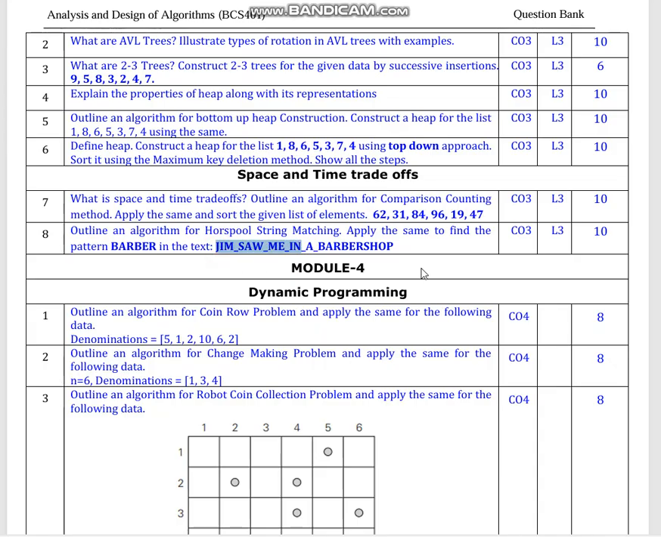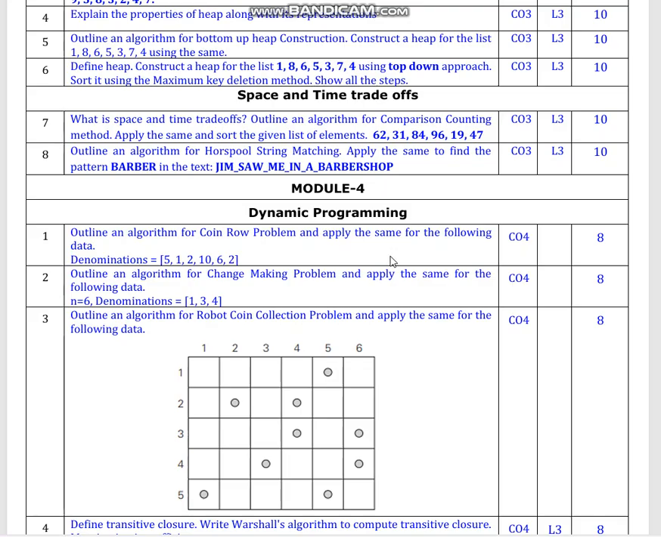Jim saw me in a barber shop. So it's a very important string. Using Horspool we solve this.